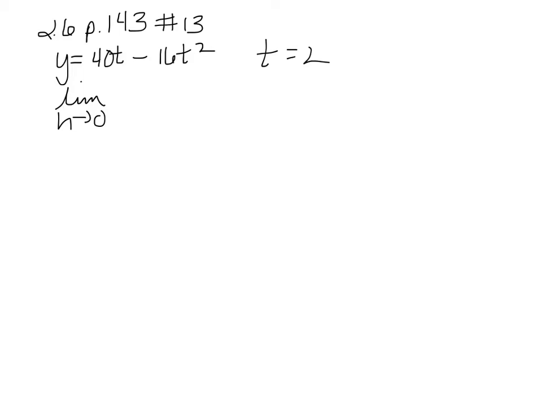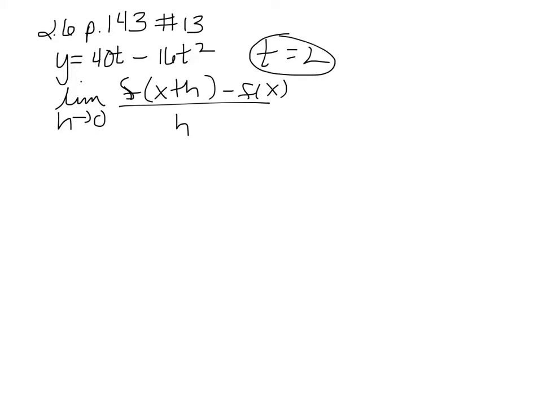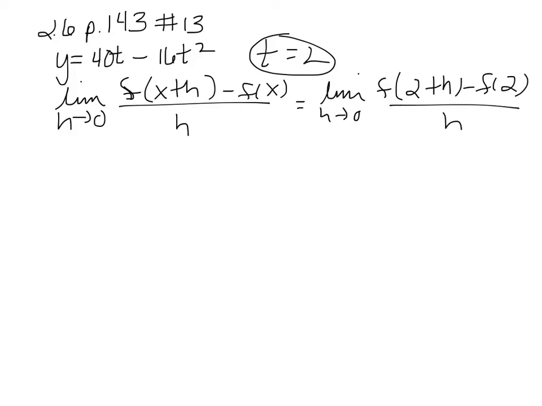So I'm going to use our slope equation, which is f of x plus h minus f of x over h. Now in this case, we actually know x. X is our t value, so I can plug that in. So this is actually going to be the limit as h goes to 0 for f of 2 plus h minus f of 2 all over h. And the reason we like this is that it actually gives us a little bit easier formula to work with.